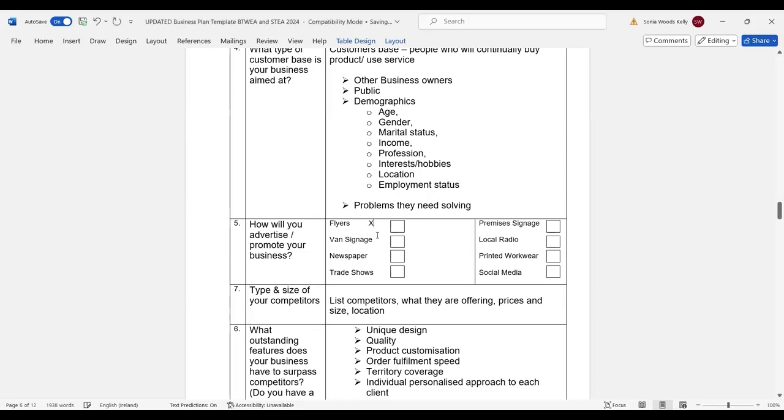So for example, flyers might be one, van signage might be another, premises signage might be another, and social media might be another. But whatever way you propose to advertise, tick the boxes here of what is going to be relevant to your business.